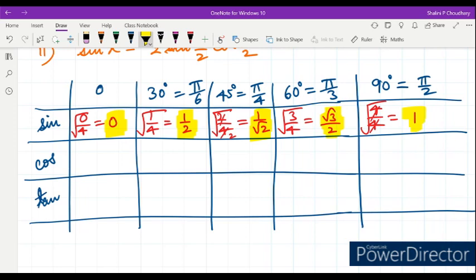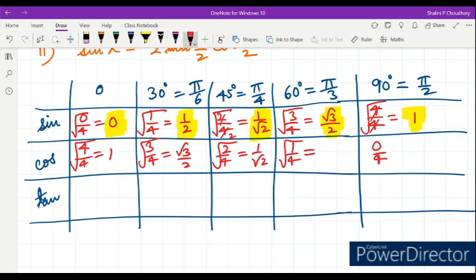Similarly, we'll write for cos. Here you have to count backward: 4, 3, 2, 1, 0 over 4, and take square roots: 1, root 3/2, 1/root 2, 1/2, and 0. So for cos: cos 0 is 1, cos 30 is root 3/2, cos 45 is 1/root 2, cos 60 is 1/2, and cos 90 is 0.